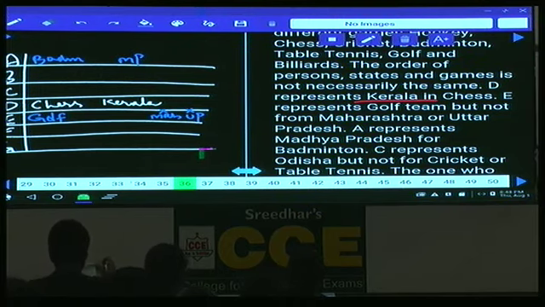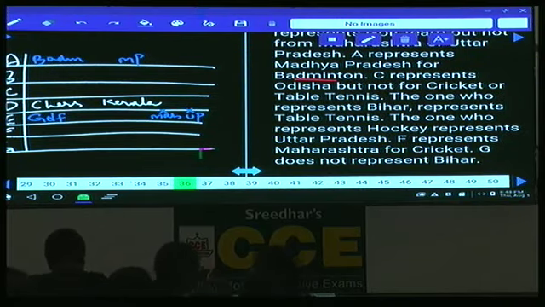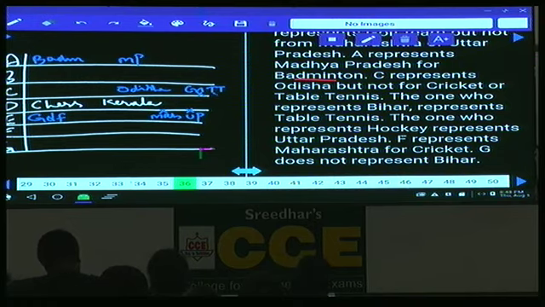A represents Madhya Pradesh for badminton and C represents Odisha. Now C Odisha, but not cricket or TT. Cricket and TT, these two are ruled out for C. And next one, the one who represents Bihar, table tennis. Bihar, table tennis.